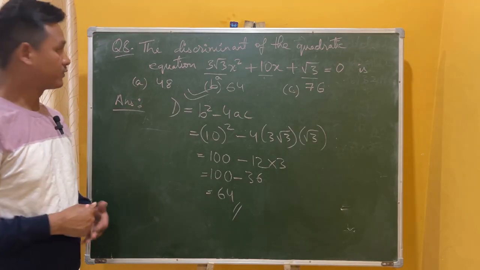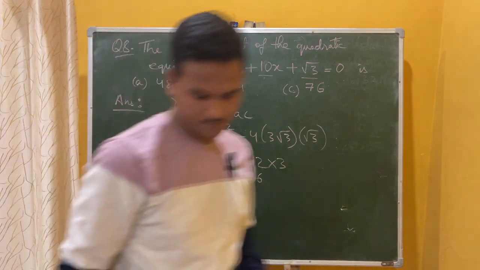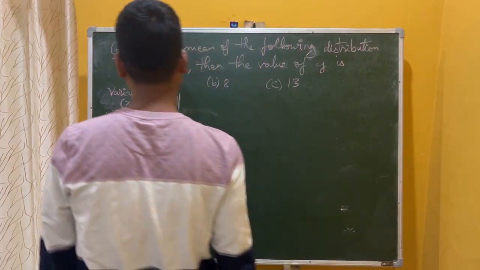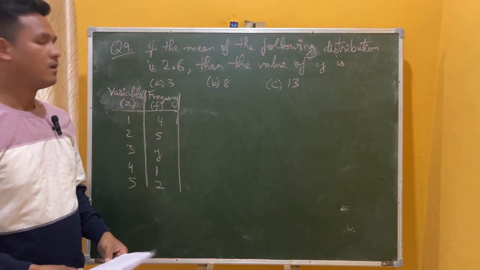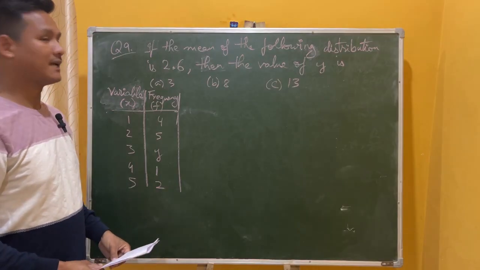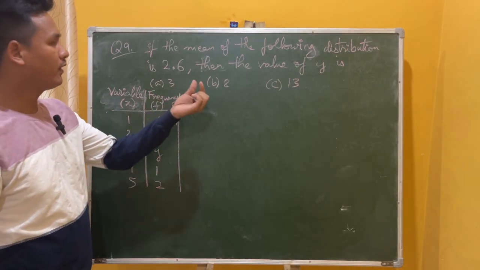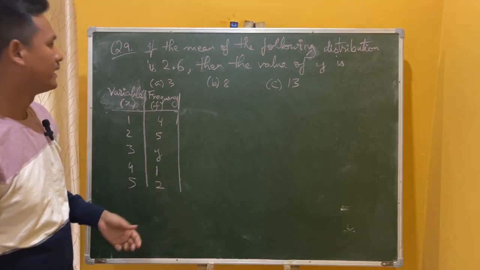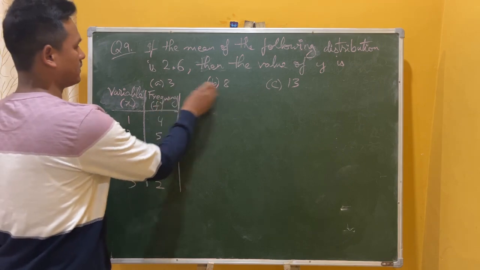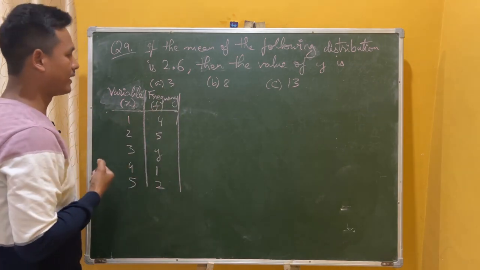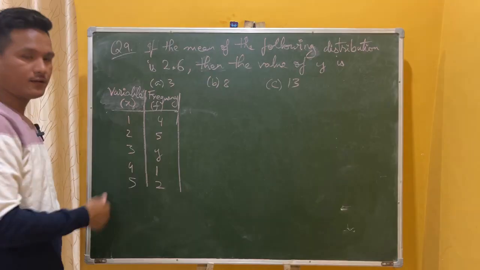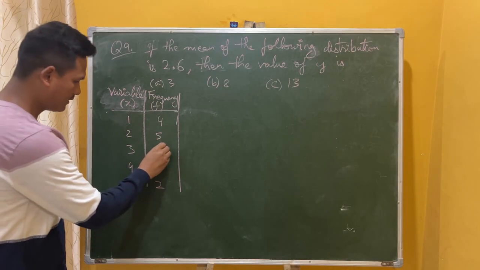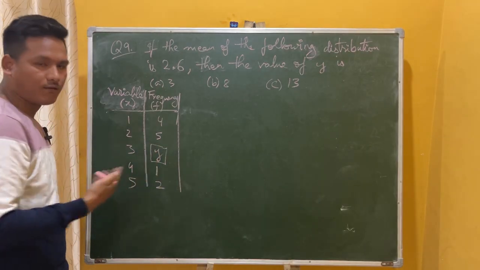All right, let's move on to another question. Okay, question number 9 goes like this. If the mean of the following distribution is 2.6, then the value of y is, which one is the value of y? So the table is given here, variable x and frequency. So this is the frequency which we'll have to find.